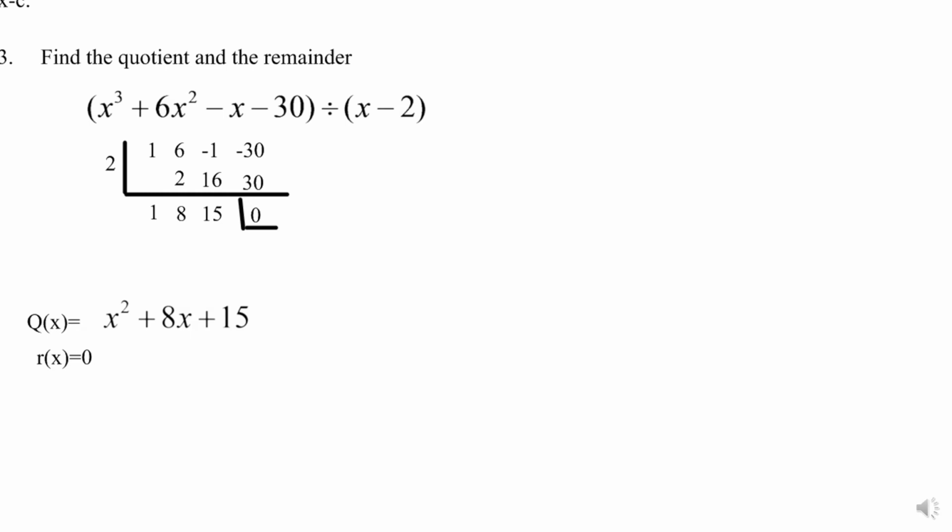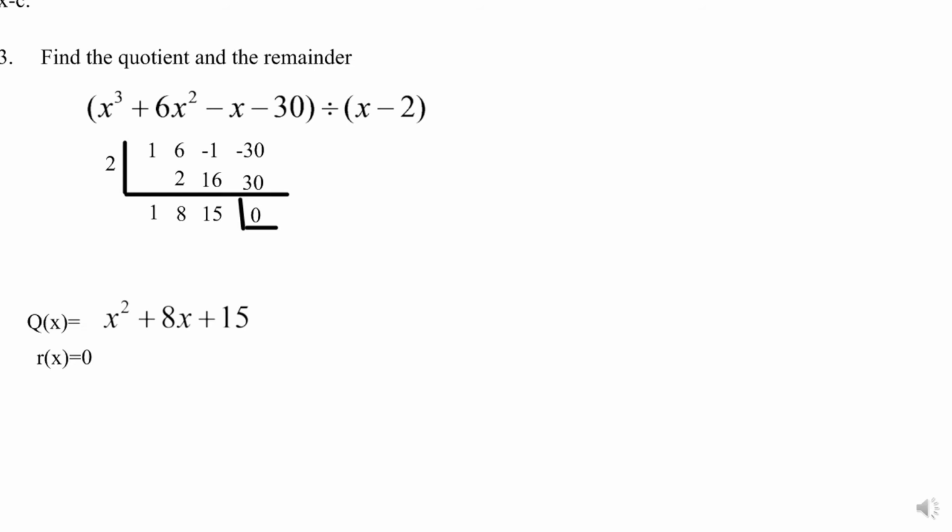With this method, we're going to use half a box. The value of c in this problem, c is 2, goes on the outside of the box. On the inside of the box, we write the coefficients of the dividend. The coefficients are 1, 6, -1, -30. The process begins by dropping the 1 down out of the box. Outside the box, the numbers multiply. 2 times 1 is 2.